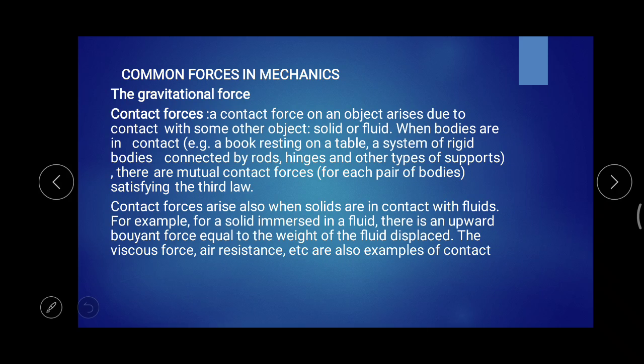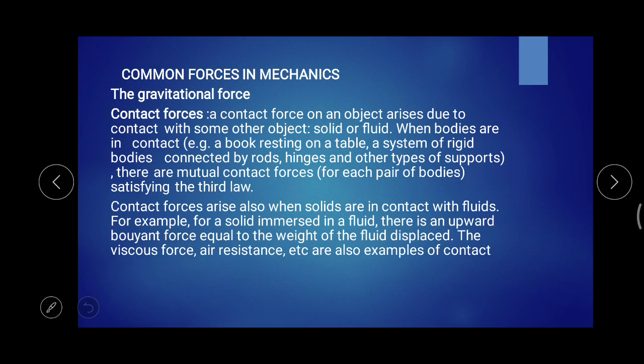Now, due to this gravitation, some other sub forces are there. That is the contact forces. Contact forces include the frictional force and the tension. All those forces are contact forces. And the buoyancy is also one of the contact forces.